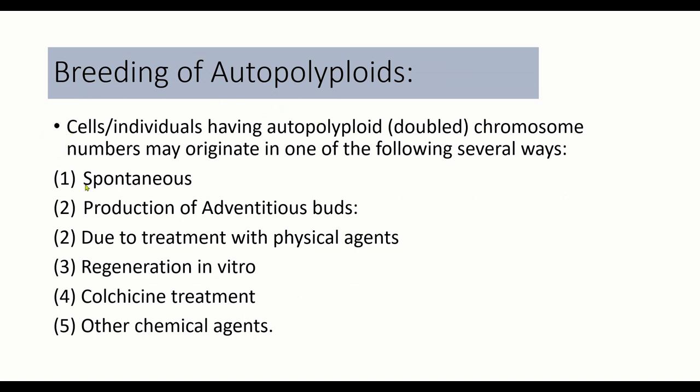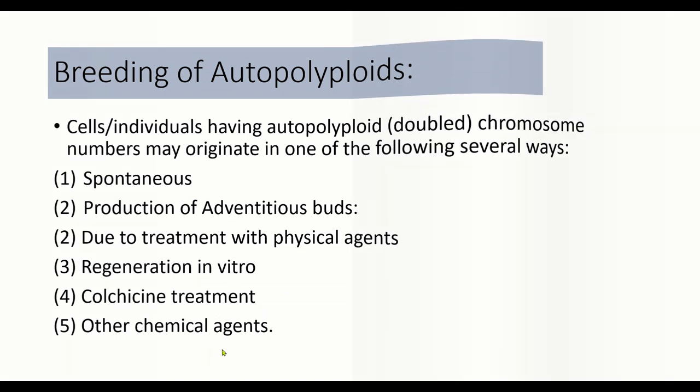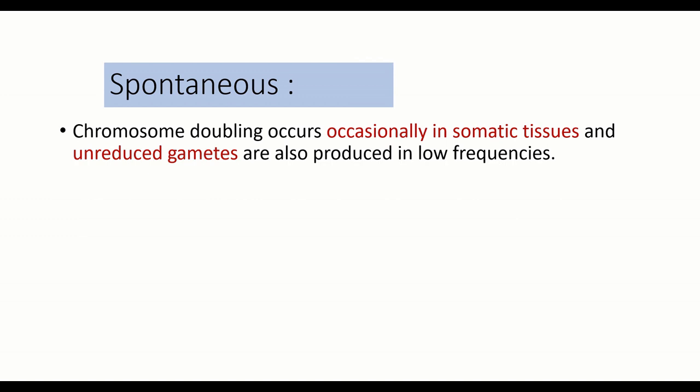Okay, it may be spontaneous, it may be by production of adventitious buds, it may be due to treatment of physical agents, it may be during regeneration in vitro, it may be during colchicine treatment or any other chemical agents. Okay, let's see one by one. In spontaneous chromosome doubling, it occurs occasionally in some tissues, and the gametes get unreduced and are produced in very low frequencies. Okay, although we have already seen this in the first case.